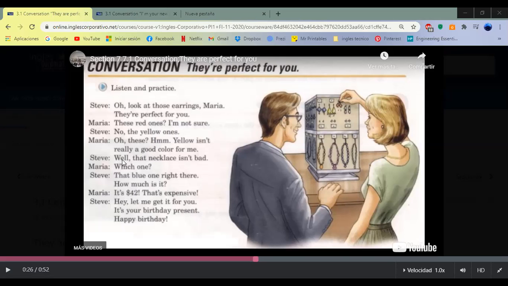Let me see, and then we have, well, that necklace isn't bad. Which one? ¿De cuántos collares estoy hablando? De uno. Okay, so if I'm talking about one, I'm going to use one, okay? And let me see that blue one right here. So you can see that blue one, o sea, estoy hablando solamente de uno. So if I tell you, I need my markers, necesito mis plumones. You can tell me which one. You can see that there are different colors. And I can tell you the brown one.